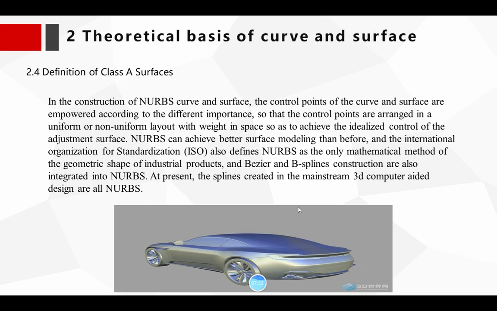In the construction of NURBS curves and surfaces, the control points of the surface and the curve are weighted according to their different importance, so that the control points are arranged in a uniform or non-uniform layout with weights in space, so as to achieve idealized control of the adjustment surface. NURBS can achieve better surface modeling than before.